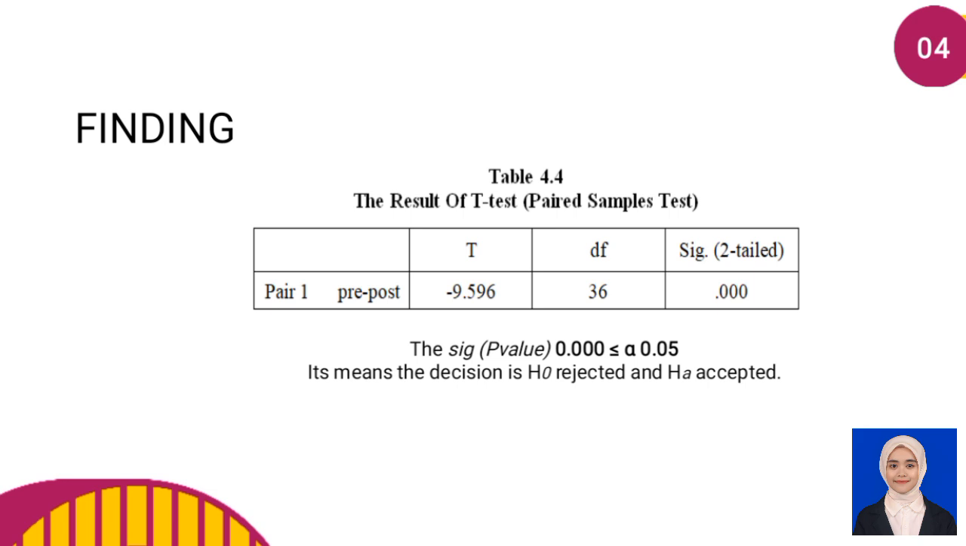Based on the result presented in the table, for the significant value or p-value for equal variance, the result shows the significant value is 0.00 and is less than 0.05, which means the decision is HO is rejected and HA is accepted. Based on the result of these calculations, it can be concluded that there is a significant effect of using flipped classroom strategy mediated by learning management system on student reading comprehension.